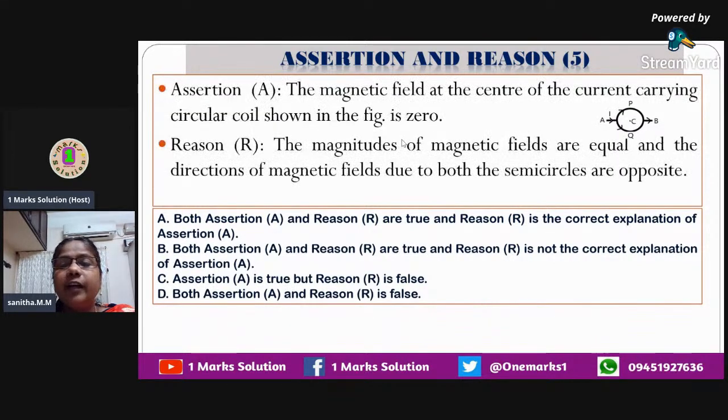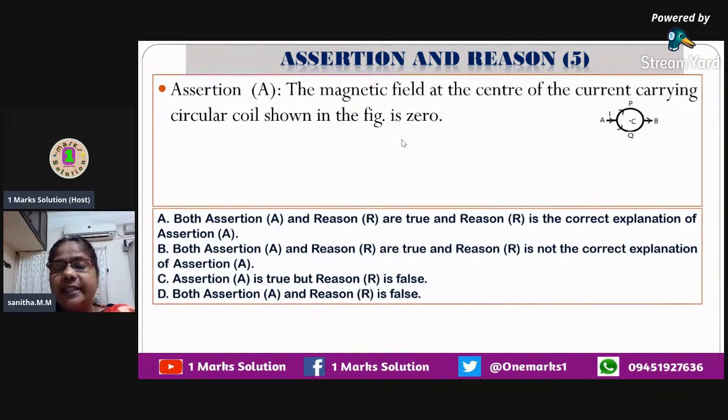You can see a figure here. The magnetic field at the center of the current carrying circular coil. One circular coil is here, and you can see a direction is also given. It is going in this direction. So we will cut it into two halves, semicircles. The first semicircle, we can say, is clockwise.